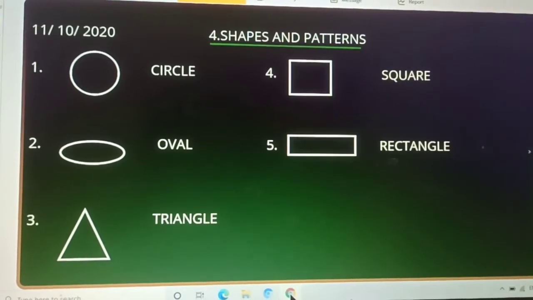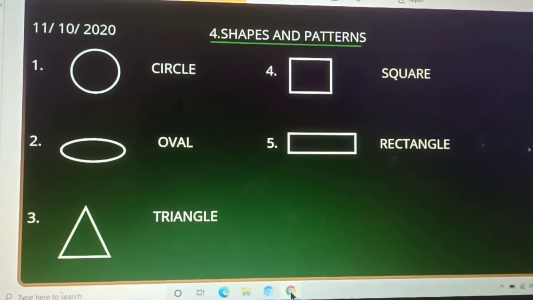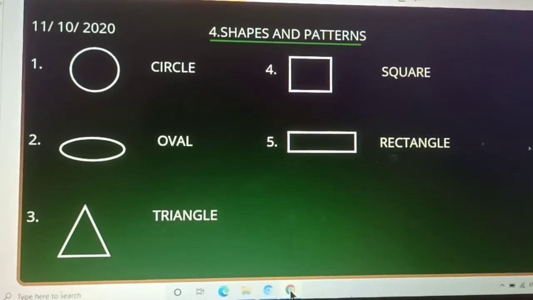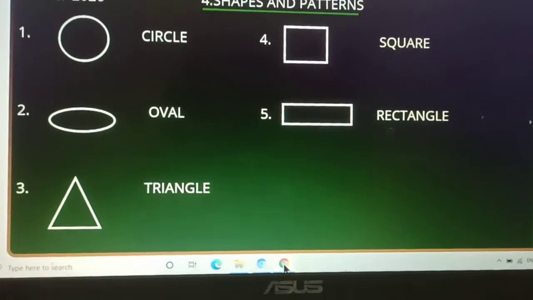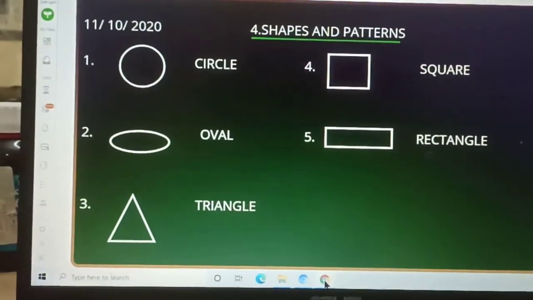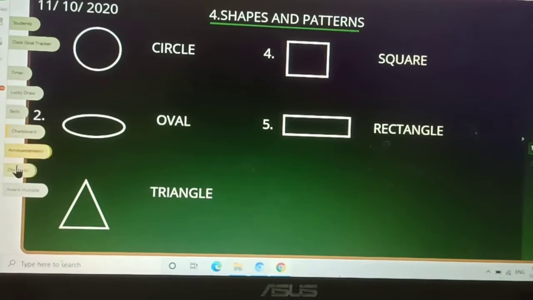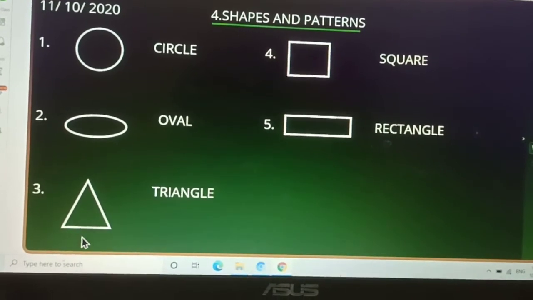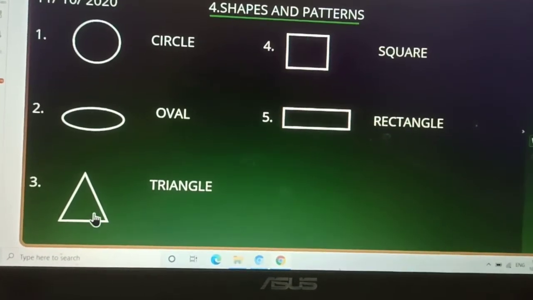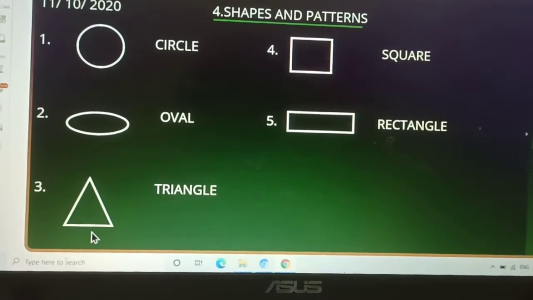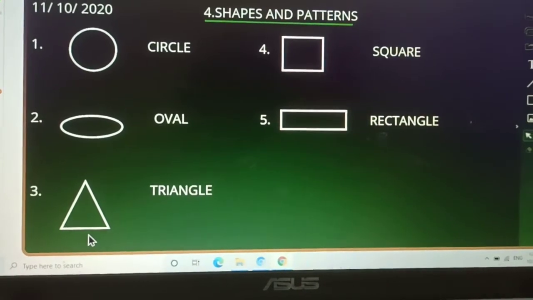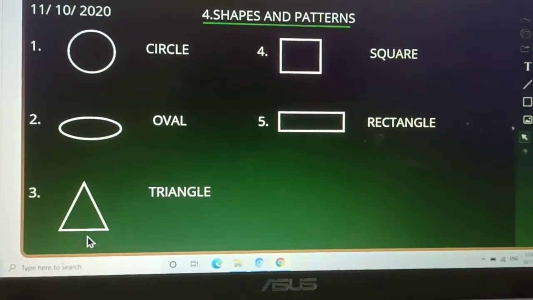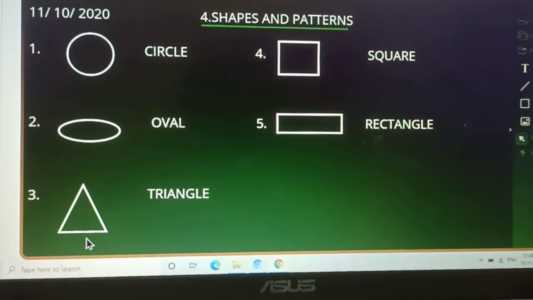And what is the third shape? Third one. What have I written? It is triangle. Why is it triangle? You know? Because it has three sides. One minute. Look at here. 1, 2, 3. Three sides are there. So, it is called triangle. And the fourth one, what is that? Square.